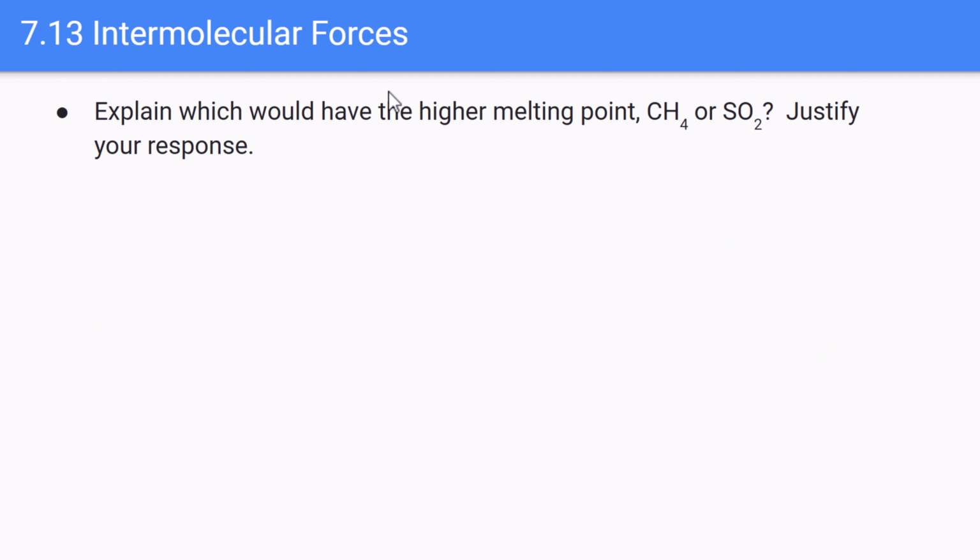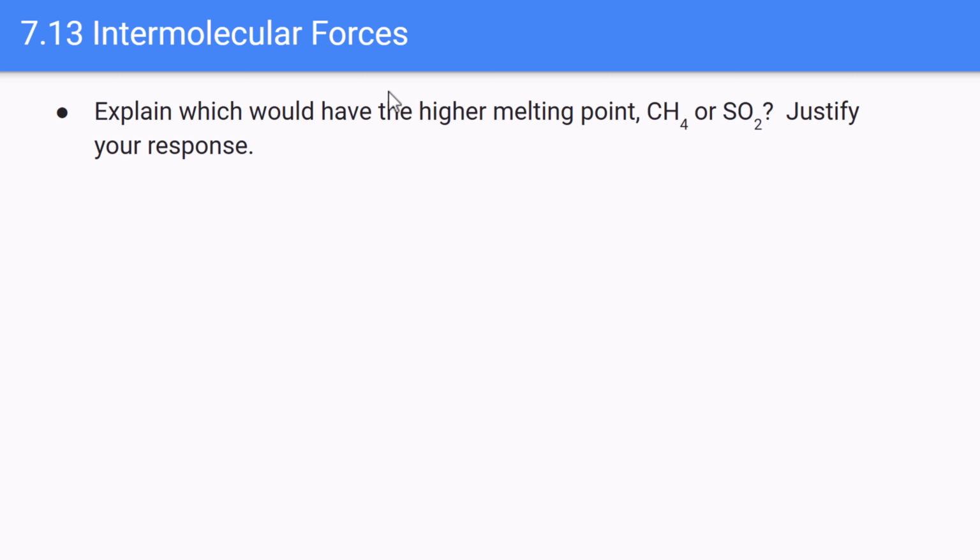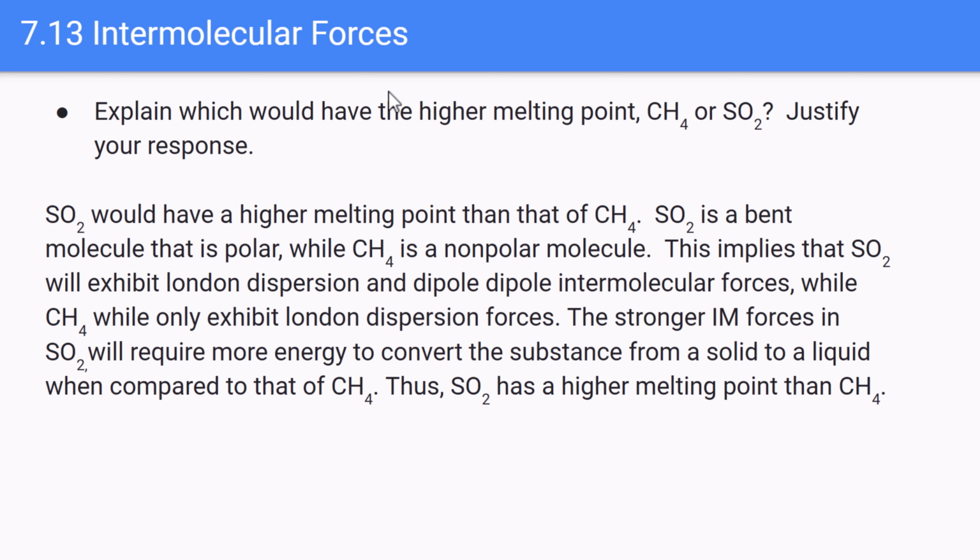One more example of a practice problem I want you to go through and complete. I want you to try this one on your own. Explain which would have the higher melting point, CH4 or SO2, and then again, justify your response. Pause the video, take a few moments, and then we will come back and wrap this up. Thank you. All right, so I'm going to provide the exact same style of explanation I did before.